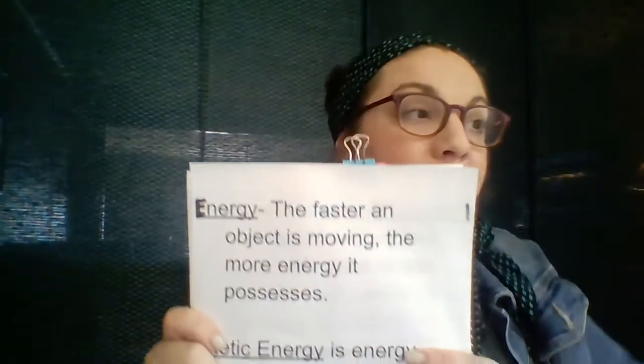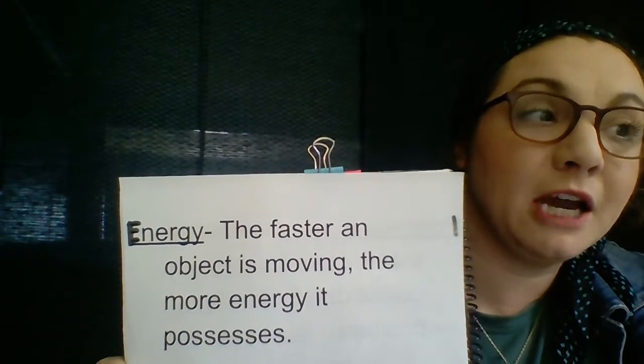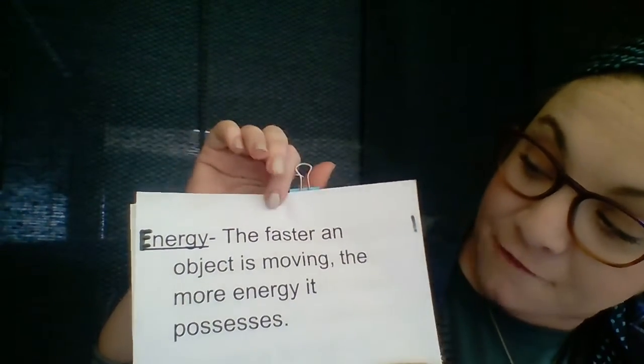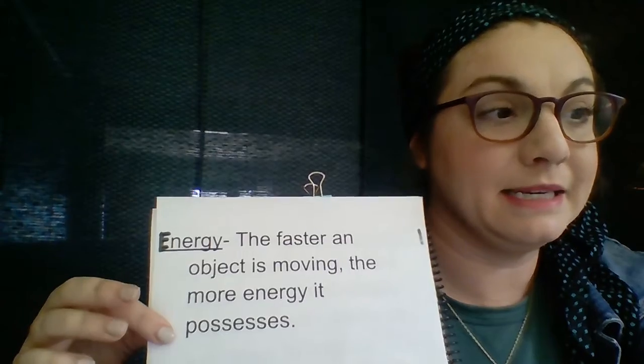So let's learn some vocabulary so that we might answer some of our questions in scientific talk. I'll read and then we'll read together. Our first vocabulary word is energy. This is the basic definition of energy, and then we'll learn about 2 different types of energy. Energy says that the faster an object is moving, the more energy it possesses.